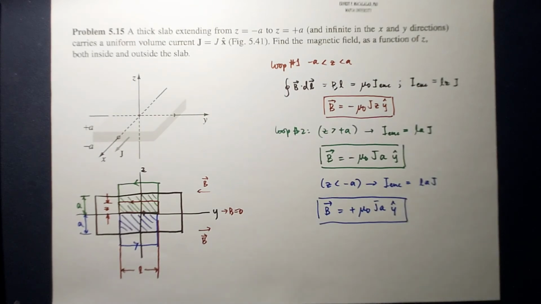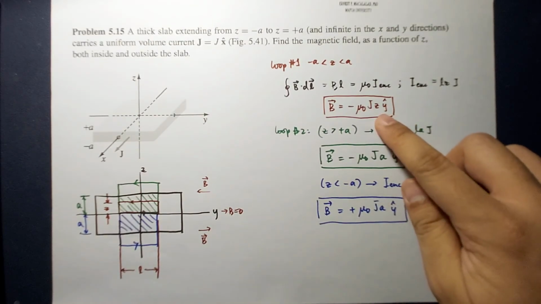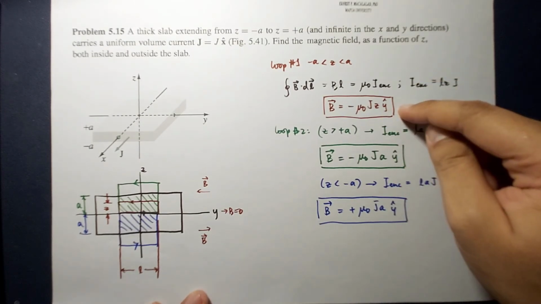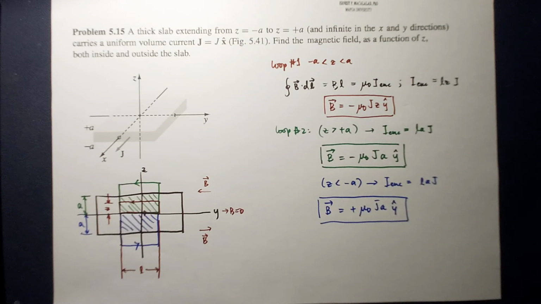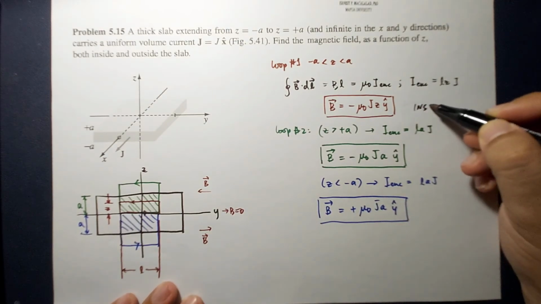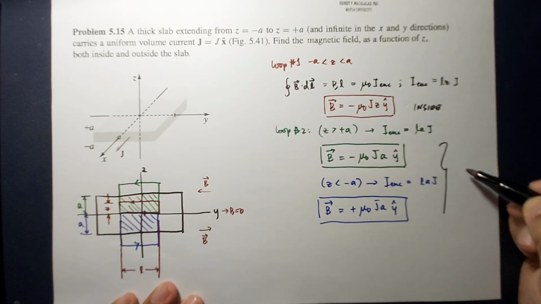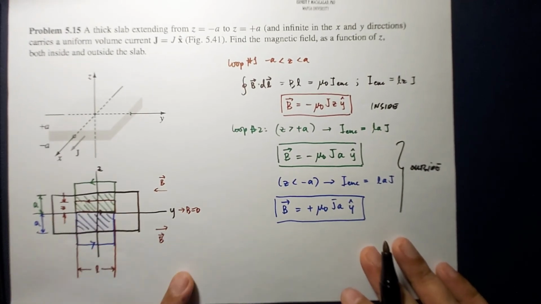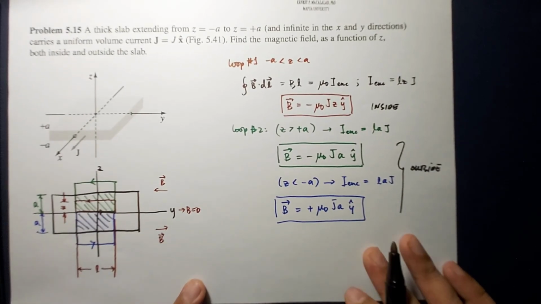Okay, so this is now the magnetic field as a function of z for both inside and outside the slab using Ampere's law.